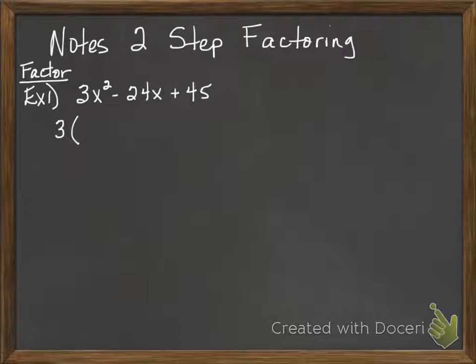Why can I not include an x there? Why can I not include 3x? The x squared. Oh, because it already got an x squared, right? Why can 3x not be the GCF? Because x is not in every one of them. Awesome. That's what I wanted you to say. Okay, so just a 3.